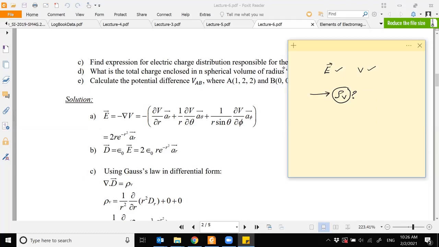Now, how can I do this? Try to see if there is a relationship between these two. Now, relationship between potential and rho V, no. Because till now we have seen that from the charge distribution, we always try to get the electric field, and then from the electric field, we can get the potential. So this relationship we don't have, but this relationship we have. And what is that relationship? Yes?